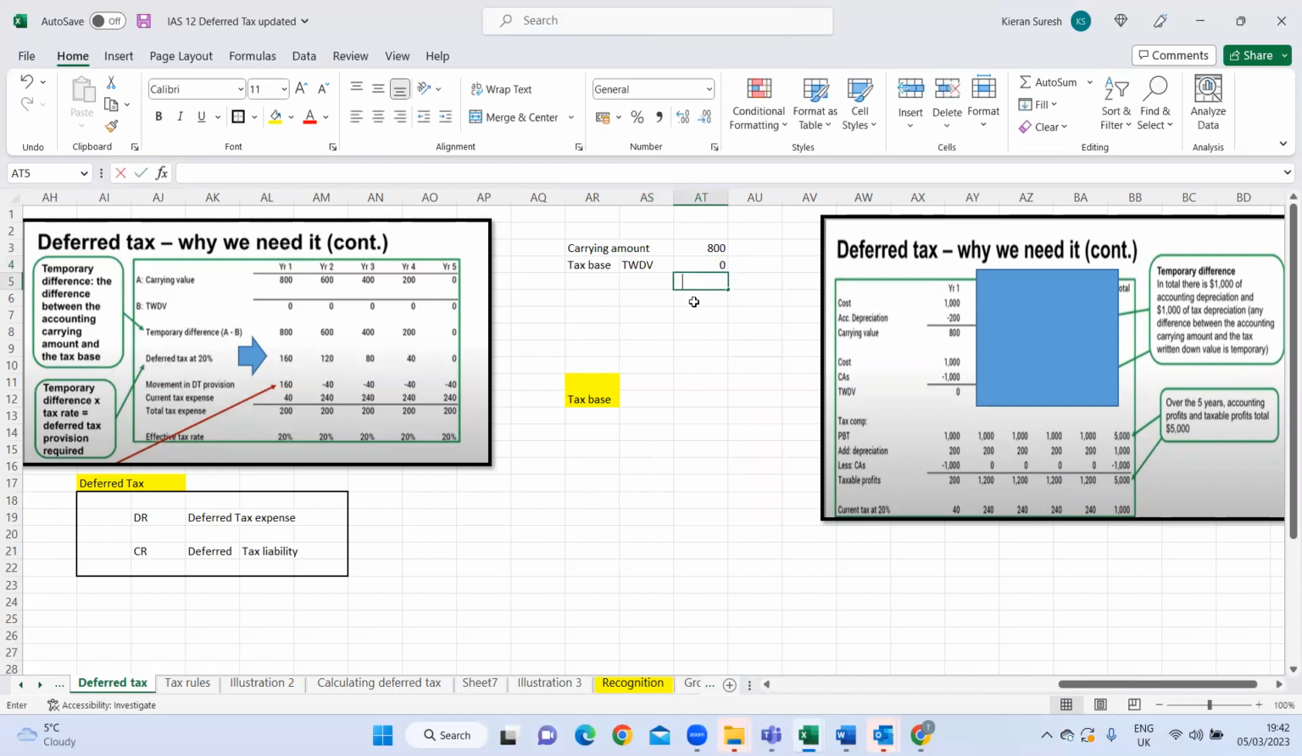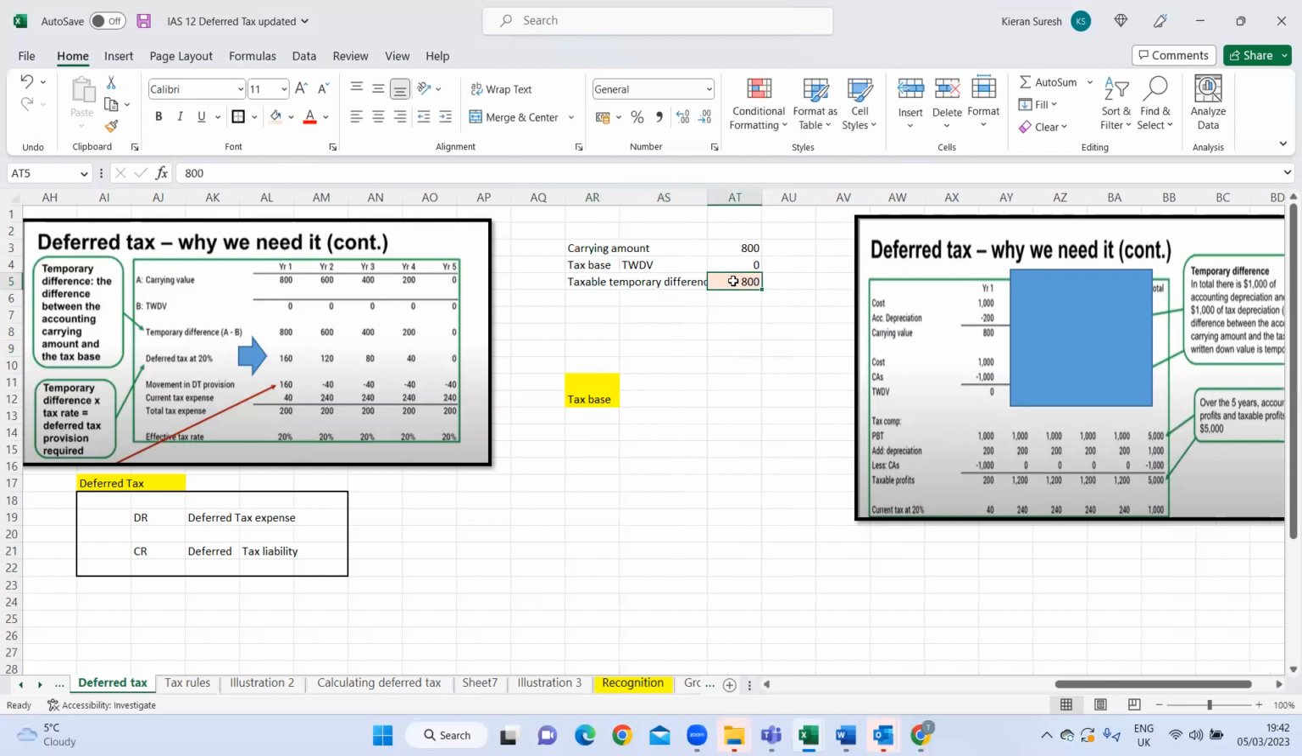So in my books, I'm declaring 800 more than I'm supposed to in terms of asset, right? So I will be using this to make profits. So there is a temporary difference. I'm going to make future profits, and I have to suffer tax as a result of this. So this is known as a taxable temporary difference.